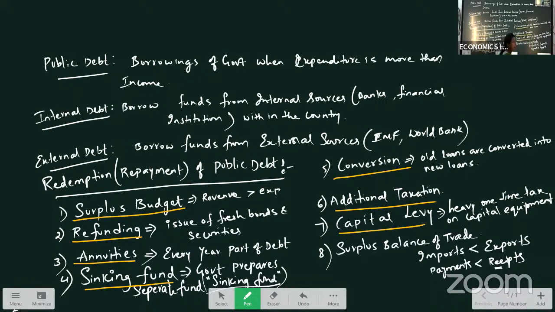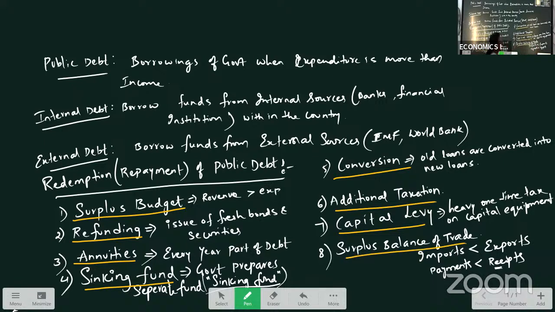Capital levy: a heavy one-time tax on capital equipment. When producers or industrialists in the country are purchasing capital equipment, at that moment a heavy tax is collected by the government. That amount is used to repay the debt.